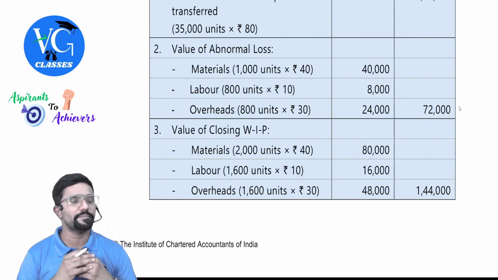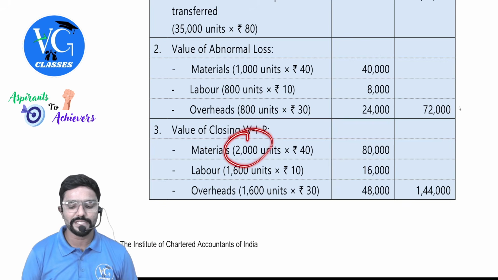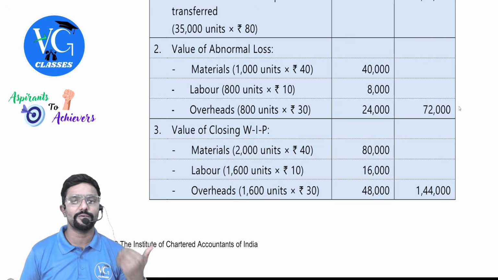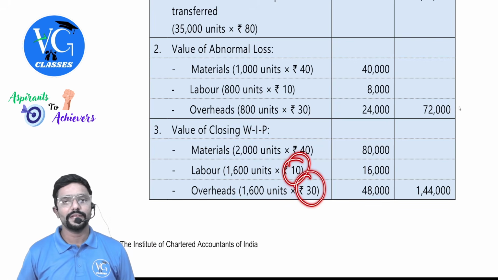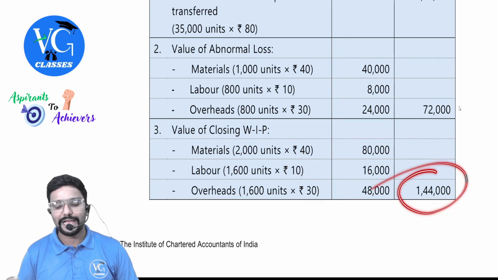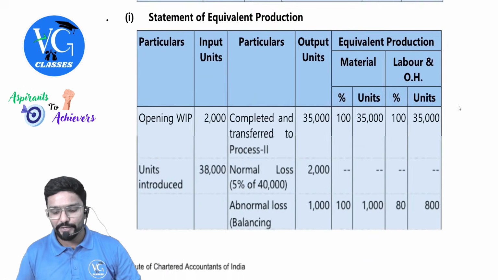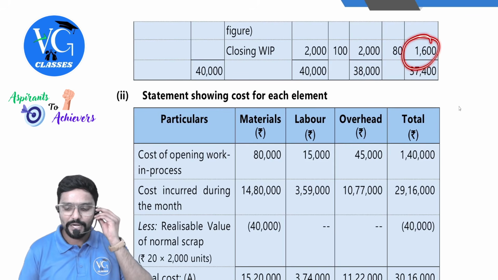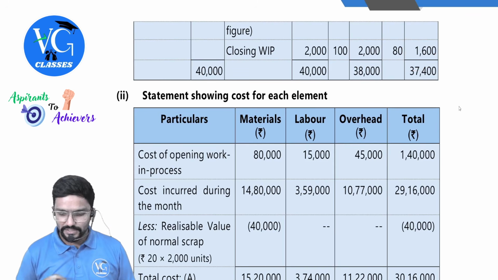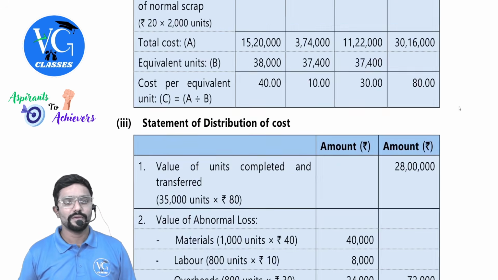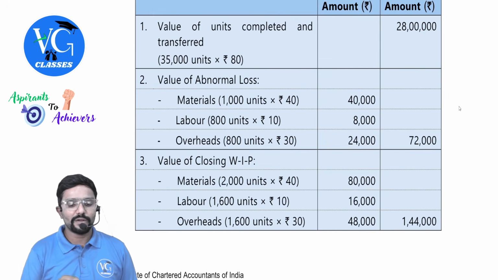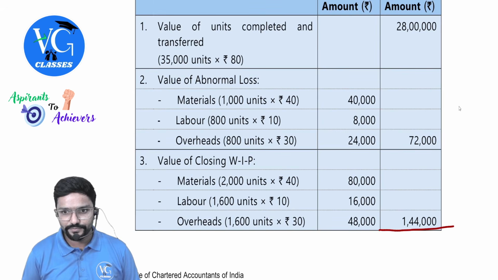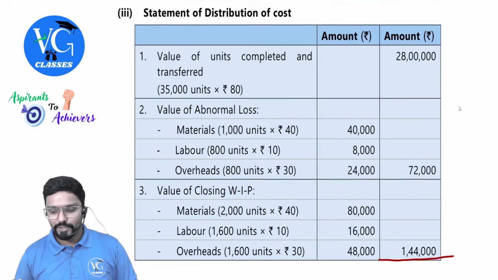Then value of closing work in progress: for material, 2000 is the equivalent units into 40. Then 1600 is the equivalent units for labor and overhead, into 10 and into 30, which comes to 1,44,000. Sir, where did you get the units from? Closing WIP. For material it is 2000 and for labor and overhead it is 1600. Now we are done. You can also cross check the total. The total comes to how much?